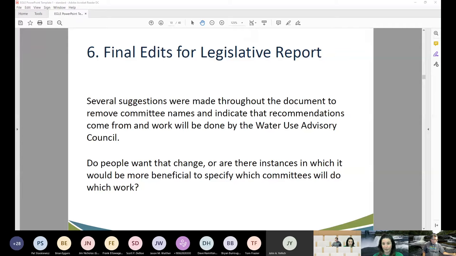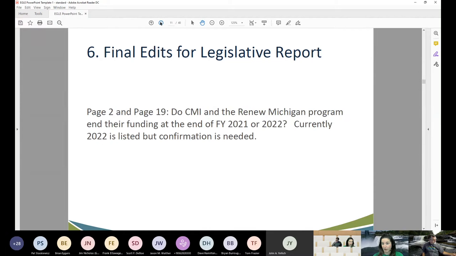All right, I'm hearing and seeing none. So we'll go ahead and finalize that change: throughout the report, rather than any specific committee being brought up as making recommendations or doing a task, it's going to be the Water Use Advisory Council, with the understanding that the groups who have led and proposed these topics are responsible for them. And if there's work that you guys have said you're going to do, you still have to actually do it. So thank you for that.